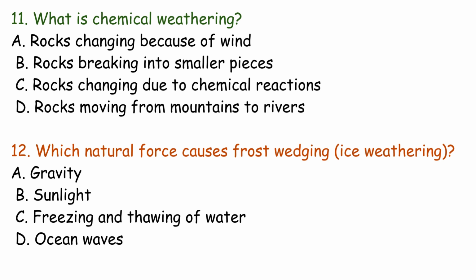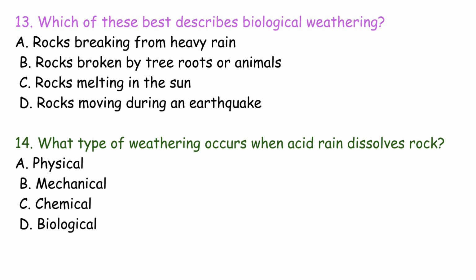12. Which natural force causes frost wedging, ice weathering? A. Gravity. B. Sunlight. C. Freezing and thawing of water. D. Ocean waves. 13. Which of these best describes biological weathering? A. Rocks breaking from heavy rain. B. Rocks broken by tree roots or animals. C. Rocks melting in the sun. D. Rocks moving during an earthquake.